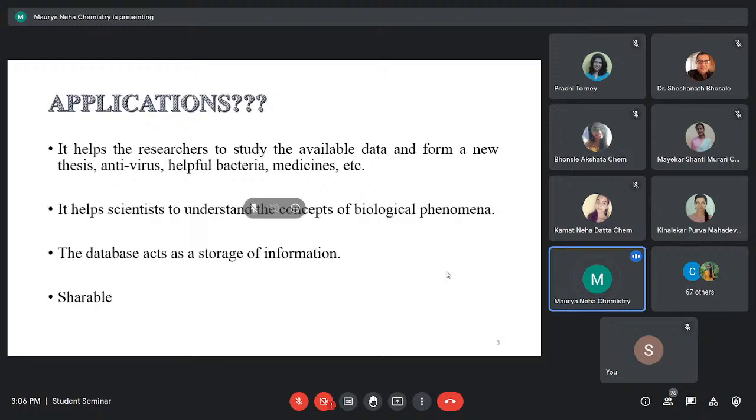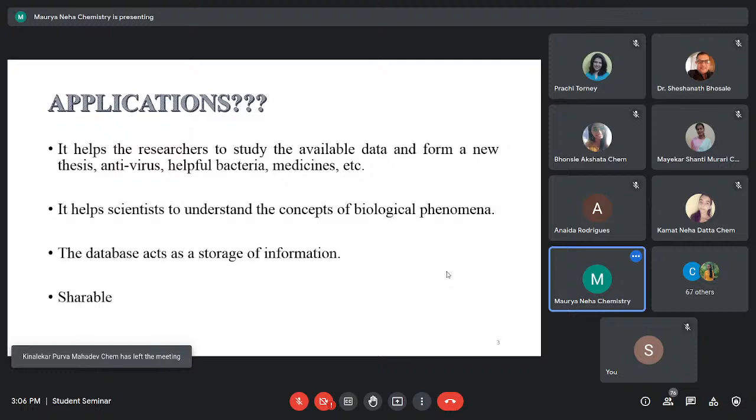The database acts as a storage of information, so it is shared worldwide, the information about genomes, nucleotides, proteins, many other species, etc. It gives the initial or the preliminary studies for any research. It also contains information of any other species, genome, protein, of mutations or evolutionary relationships.